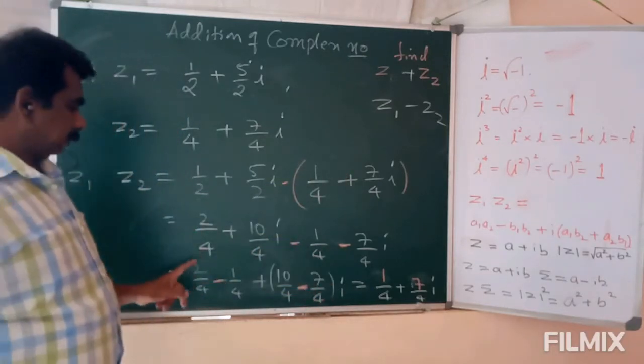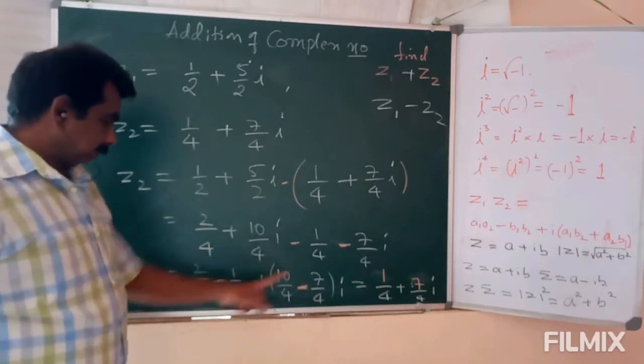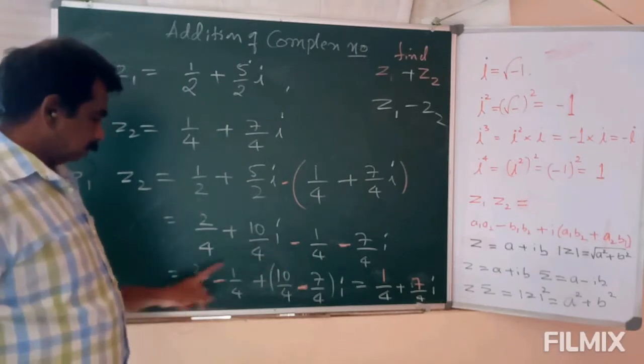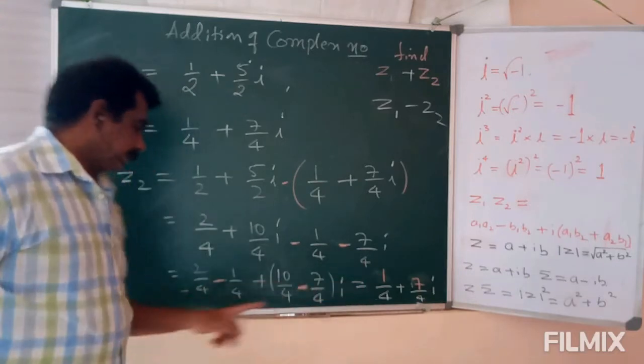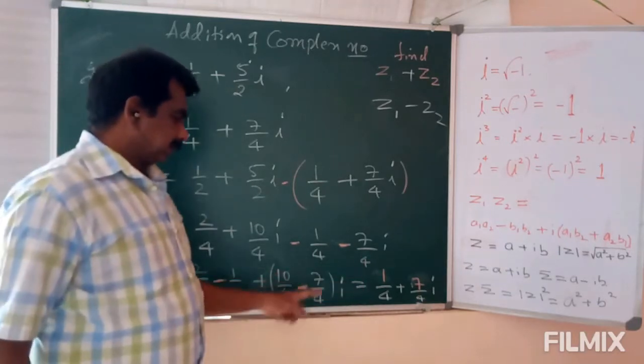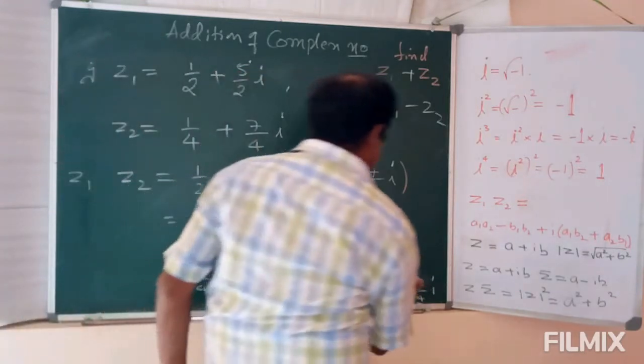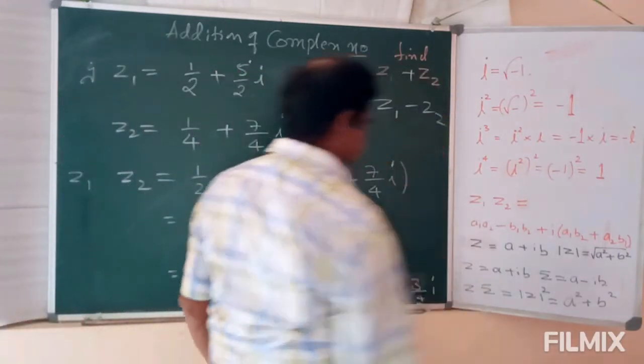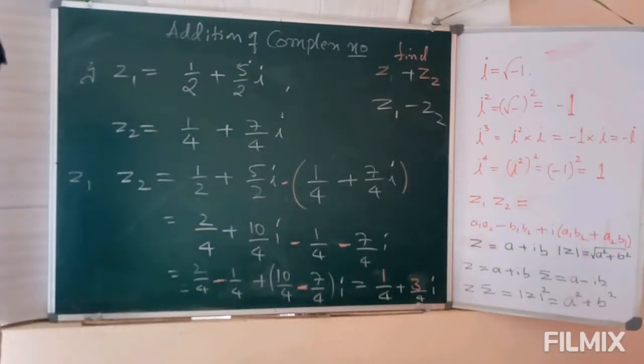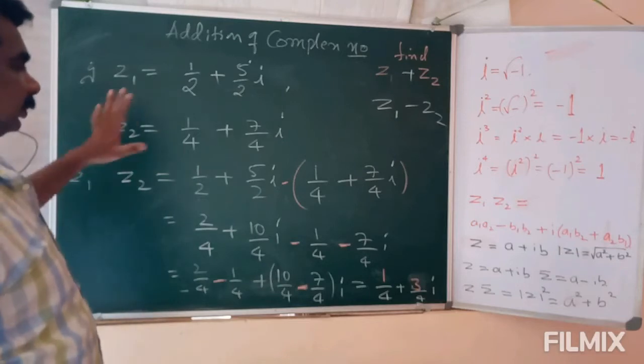2 by 4 real part. 2 by 4 minus 1 by 4. The answer is 4. 2 minus 1 is 1. Plus 10 by 4 minus 7 by 4. 4 is the LCM. 10 minus 7 is 3. Good. 1 by 4 plus 3 by 4 i. Okay? This is the method of subtraction.